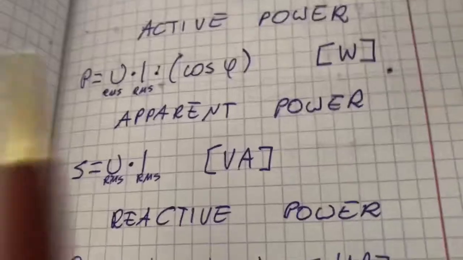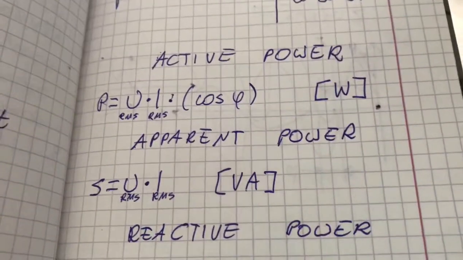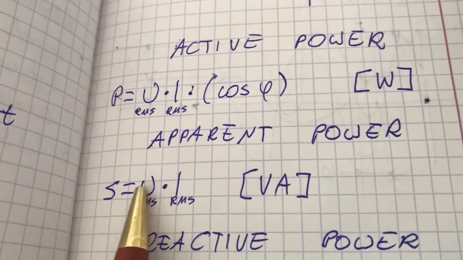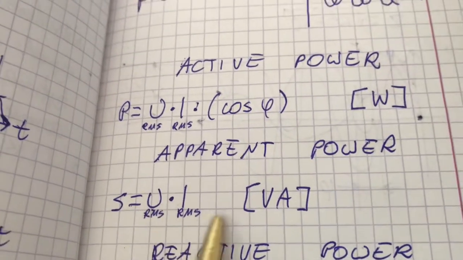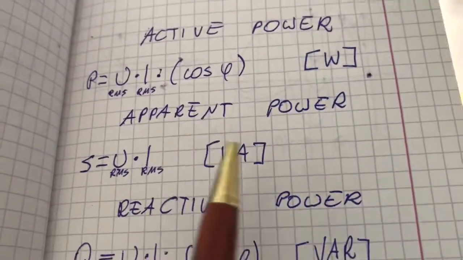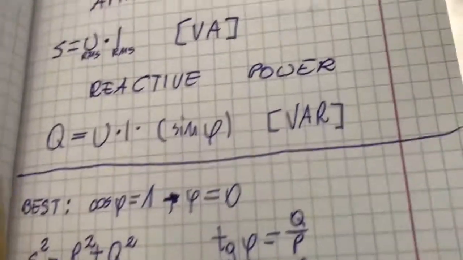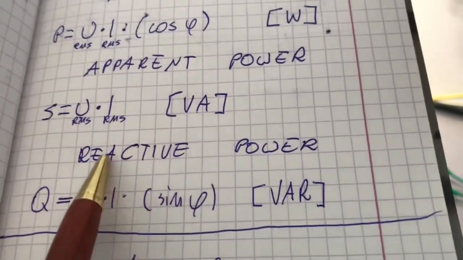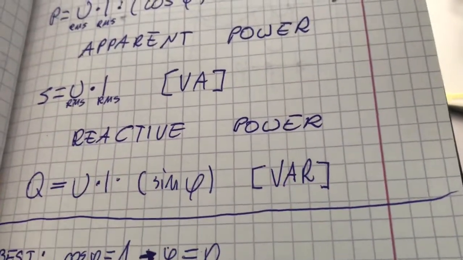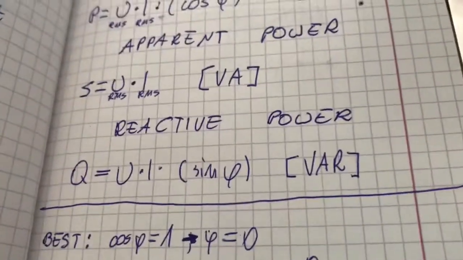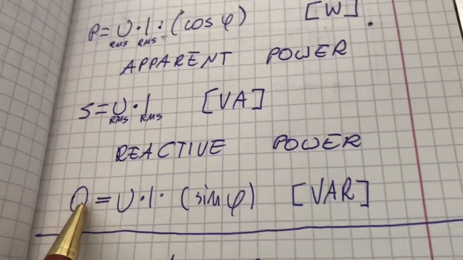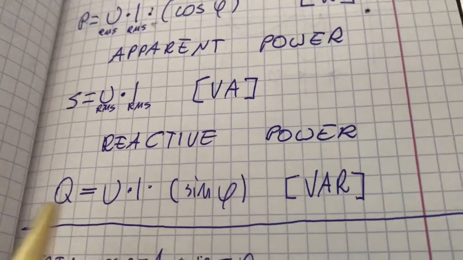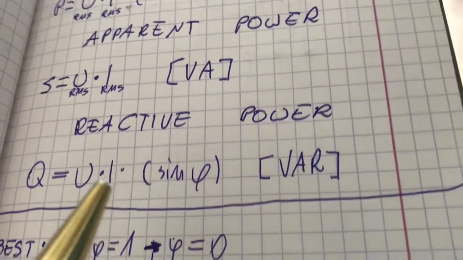Then we have what is called apparent power. For example, transformers are rated with this value, and it is marked with S, and it is just voltage times current RMS values, and it's measured in volt-amperes, however you wish to call them. Reactive power is another thing that we will talk about the most today, and it is marked with Q, voltage times current times sine of the phase shift, and it's measured in VARs.